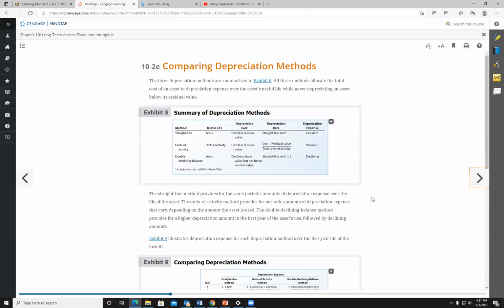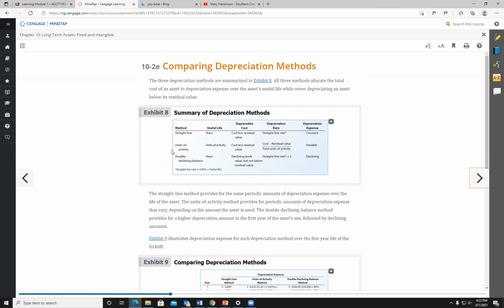Now, comparing depreciation methods. There are 3 depreciation methods. They all allocate the total cost of an asset to depreciation expense over the asset's useful life, while never depreciating the asset below its residual value. Here's a chart giving you a summary of the different depreciation methods.